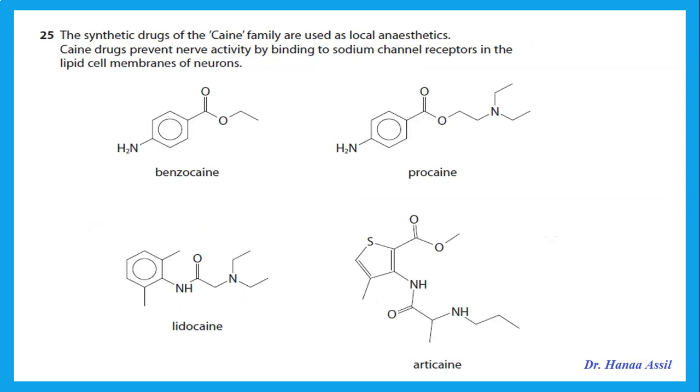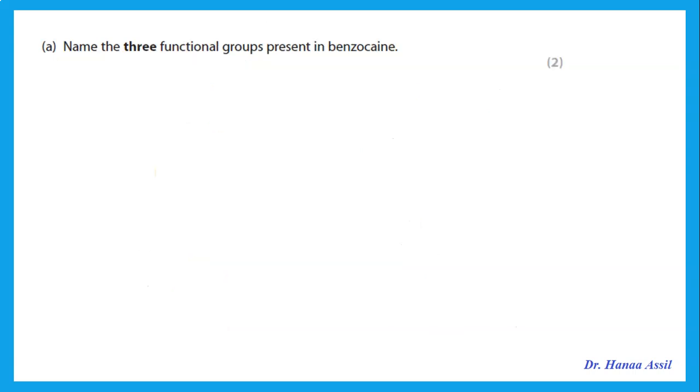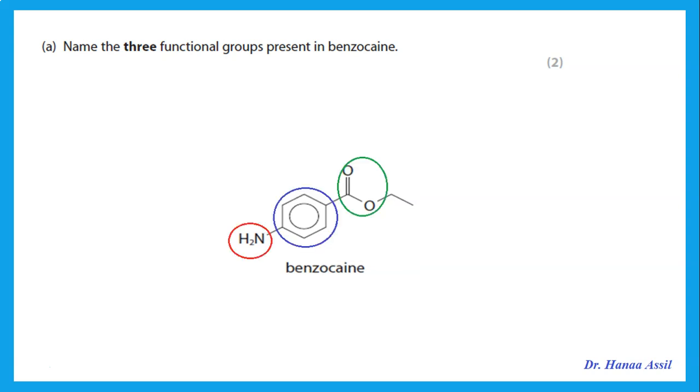The synthetic drugs of the caine family are used as local anesthetics. Caine drugs prevent nerve activity by binding to sodium channel receptors in the lipid cell membranes of neurons. Okay, what is the question? Name the 3 functional groups present in benzocaine. This was benzocaine. What are the 3 functional groups present? Well, let's see. We have an amine group. The benzene is an arene, and the ester group.